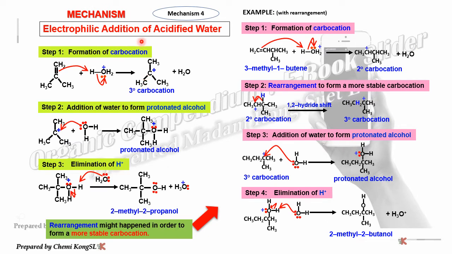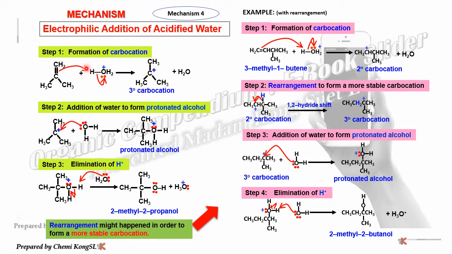Next, we go to mechanism 4 in this chapter, which is electrophilic addition of acidified water. So step 1, formation of carbocation. Again, the carbon-carbon double bond is the high electron density area, which is the nucleophilic site. So the electrophile H3O+ is attacked by the pi electron of the double bond to form a carbocation.